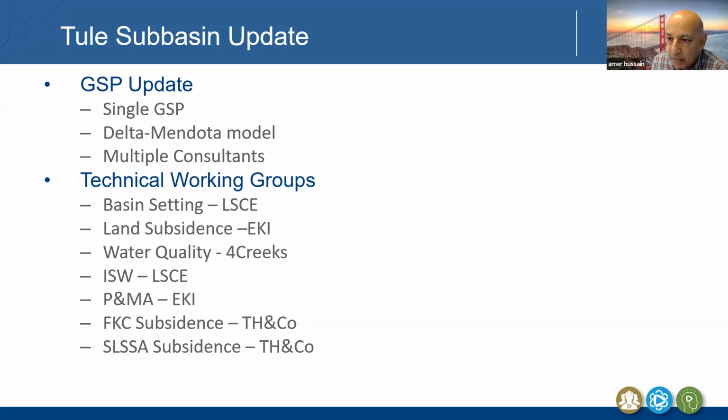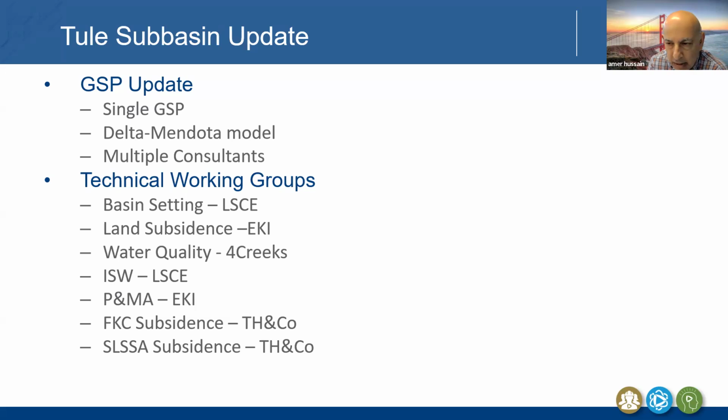The one thing that I realize I forgot again is the groundwater monitoring network. Well, the monitoring network's not just groundwater, but water quality and land subsidence monitoring network is actually being done by Geosyntec, and we're taking the lead on that for the technical working group for the subbasin. And then we've got members of our team on each one of these working groups as well.